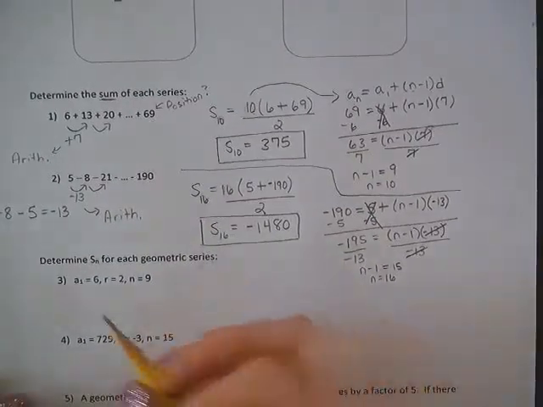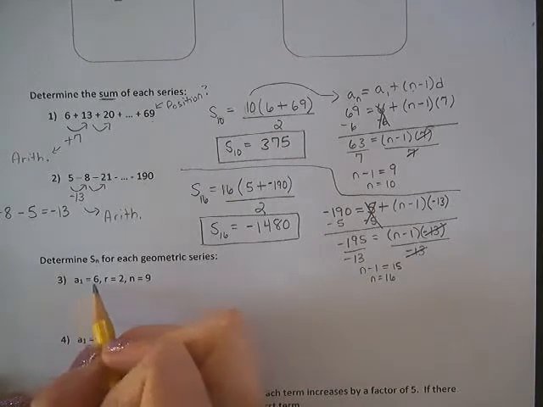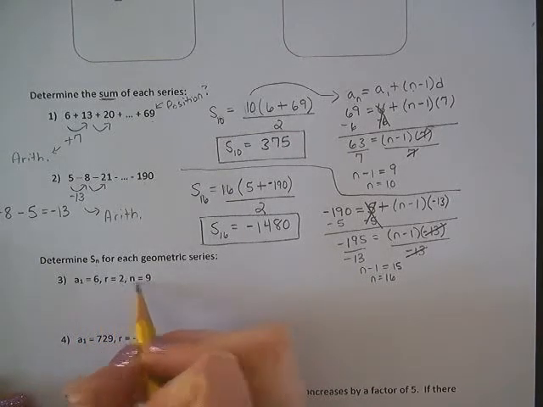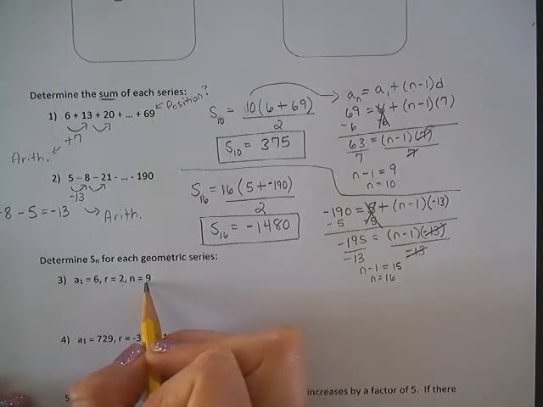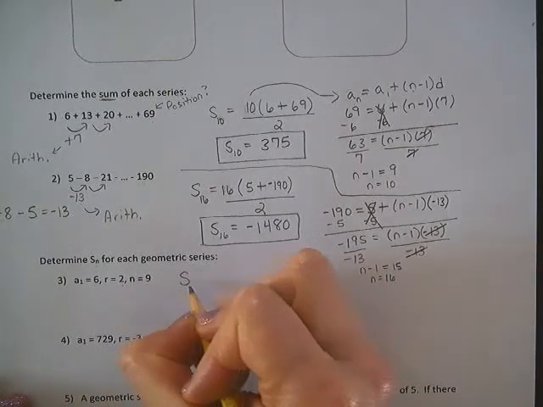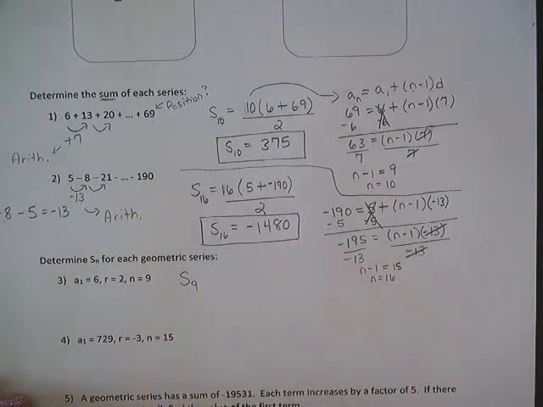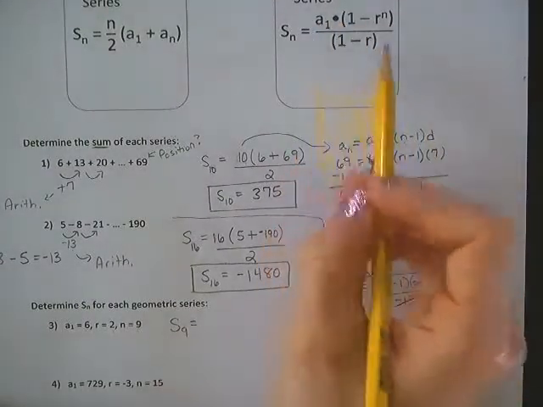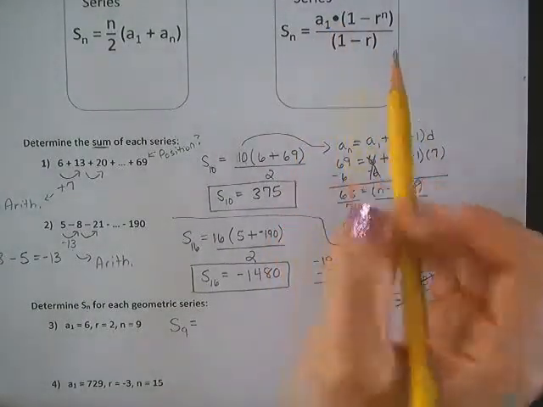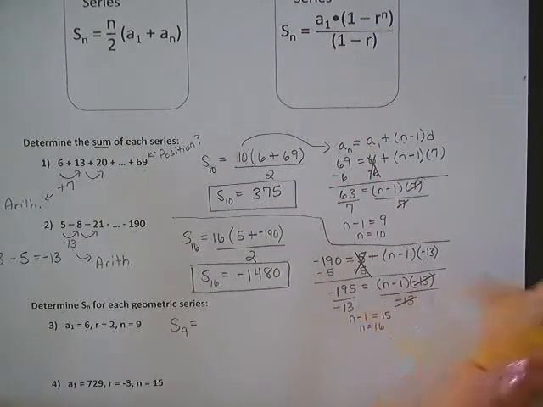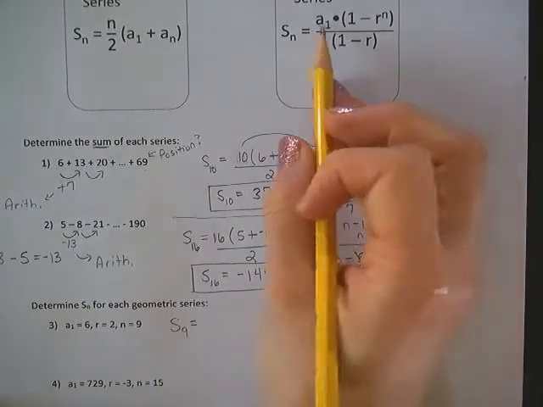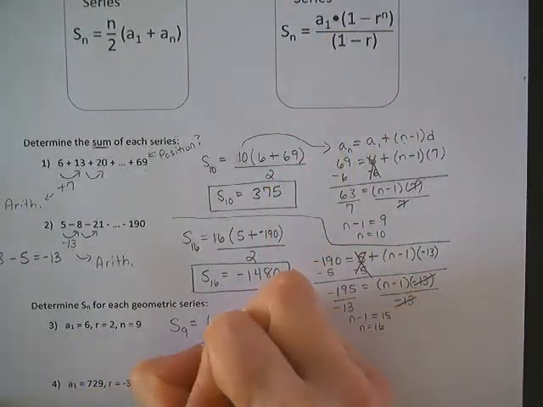So for number 3, it says the first term is 6, the common ratio is 2, and then n is 9. So this technically means we're adding up the first 9 terms. So in my formula, we're finding S sub 9. I'm using this formula and plugging in, and if I have to find something extra, I will, kind of like in the other problems. But if not, then we can just plug it in. So my first term, they tell us, is 6, so I'm going to plug that in.